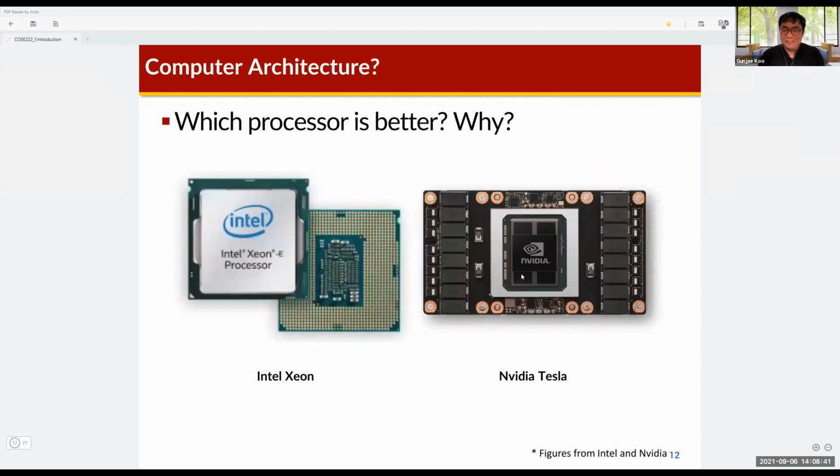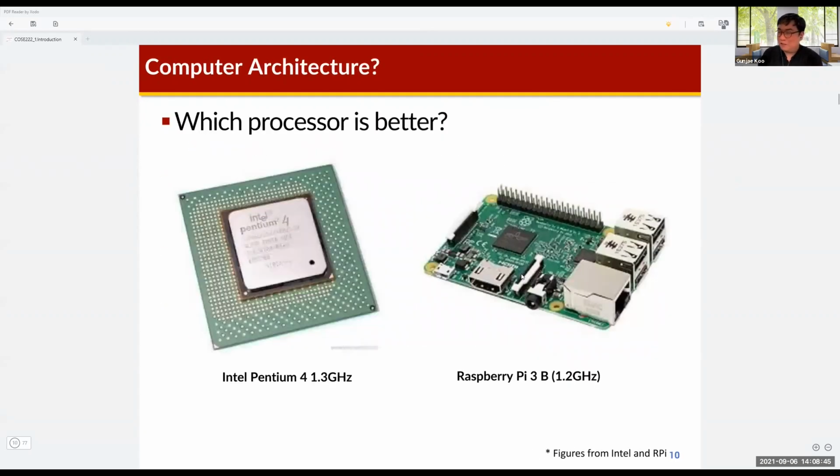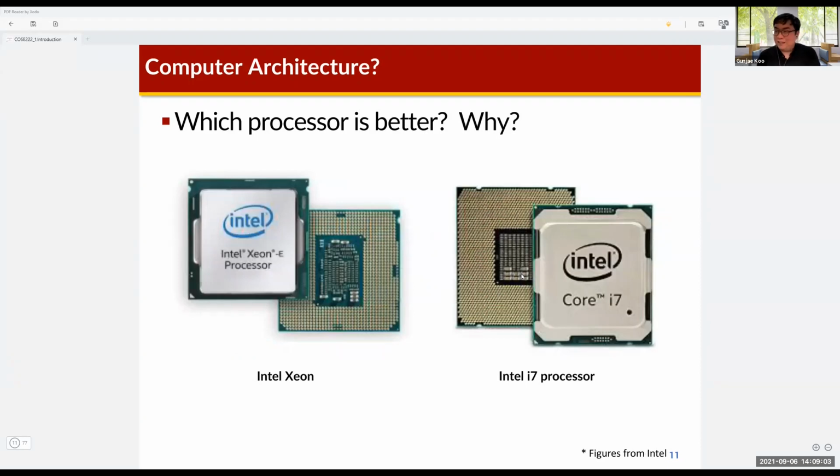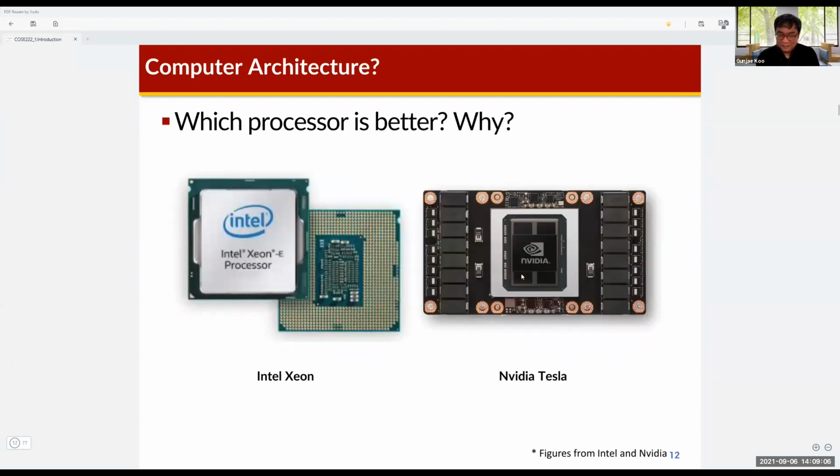Just a very funny quiz: which computer or which processor is better? After taking this course, you need to answer these types of questions. Which processor is better, like Intel Pentium or ARM processors, Xeon and i7, Xeon and NVIDIA GPUs, like NVIDIA Tesla or NVIDIA Ampere?